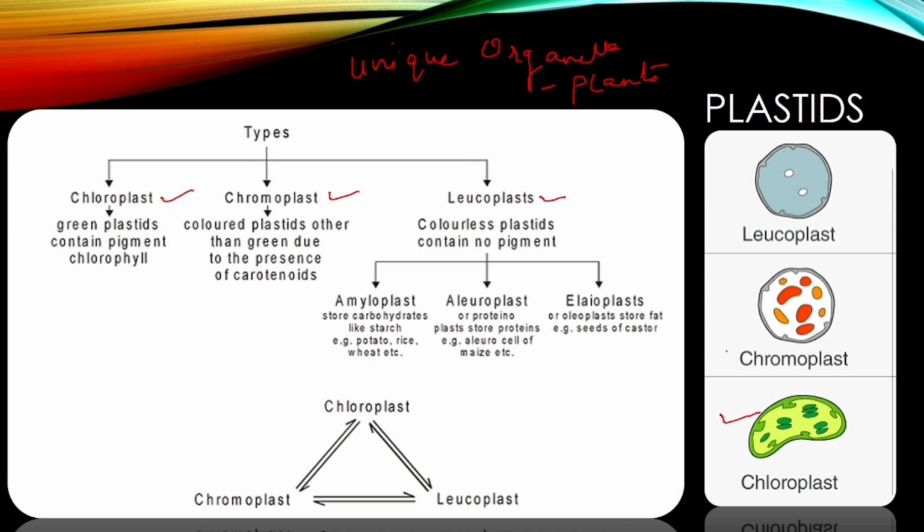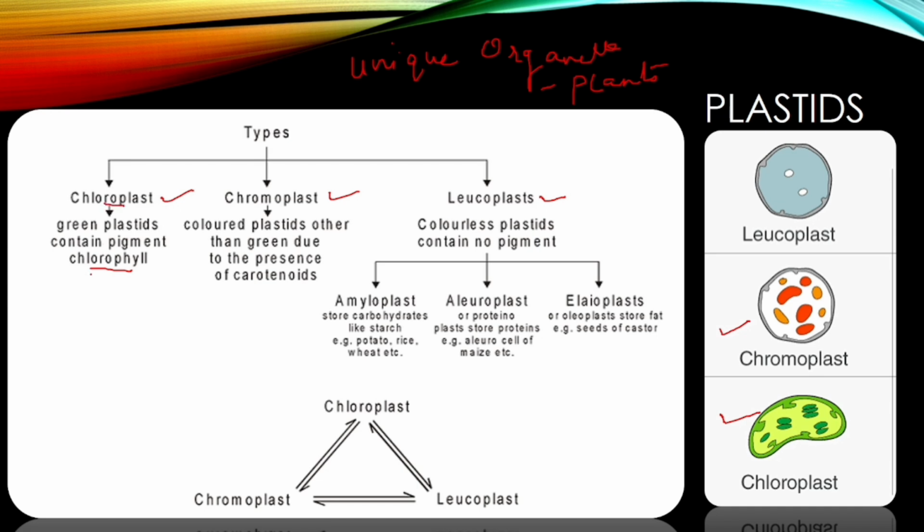Chromoplast provides color to the fruits and the flowers, and leucoplast is for the storage. Now chloroplast, green in color, contains a pigment called chlorophyll. You have to remember this. Chlorophyll is a pigment which provides green color and chloroplast is an organelle. There is a difference, okay?